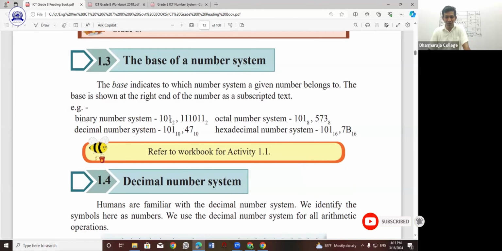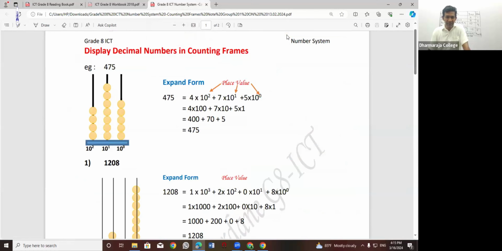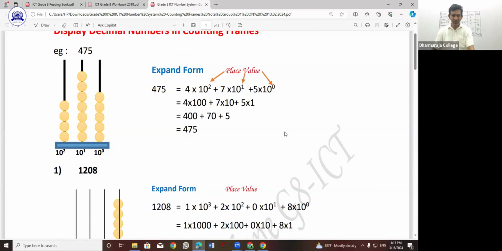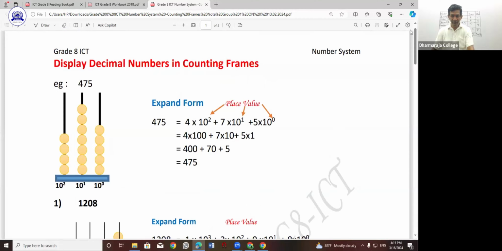So 101 with base 2 is a binary number. If I represent 101 as an octal, you have to put the base 8. Then 573 has base 8, we have to put. All right. So we will see now how you represent this number system in the counting frame. If you want to represent a number, let's just take an example here.